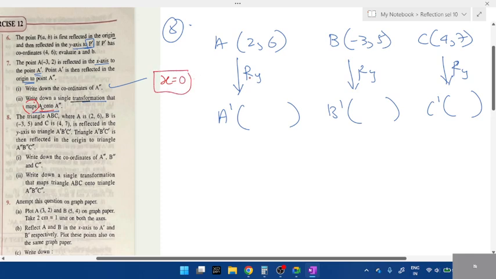For all three, x is 0, right? Yes, for all three, x is 0. Which value will change? If x is 0, only x will change, right? Minus 4 comma 7.